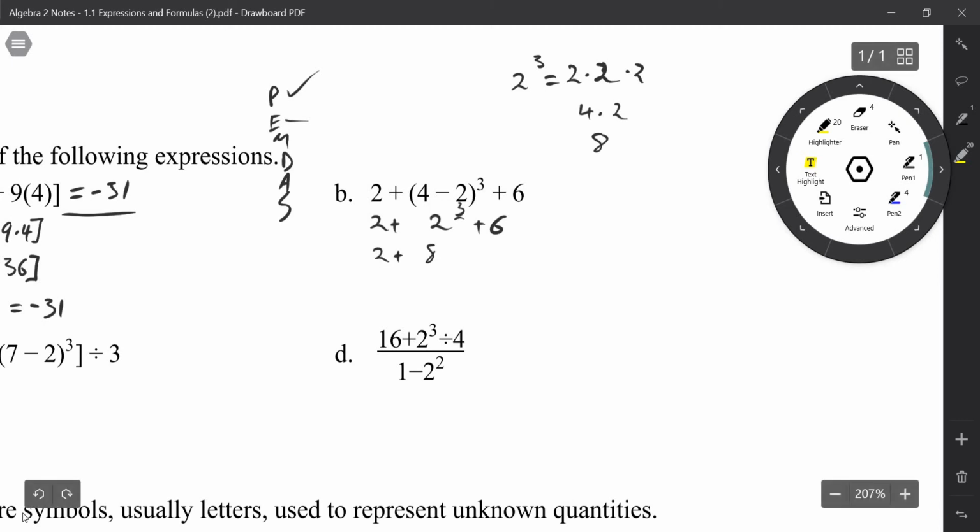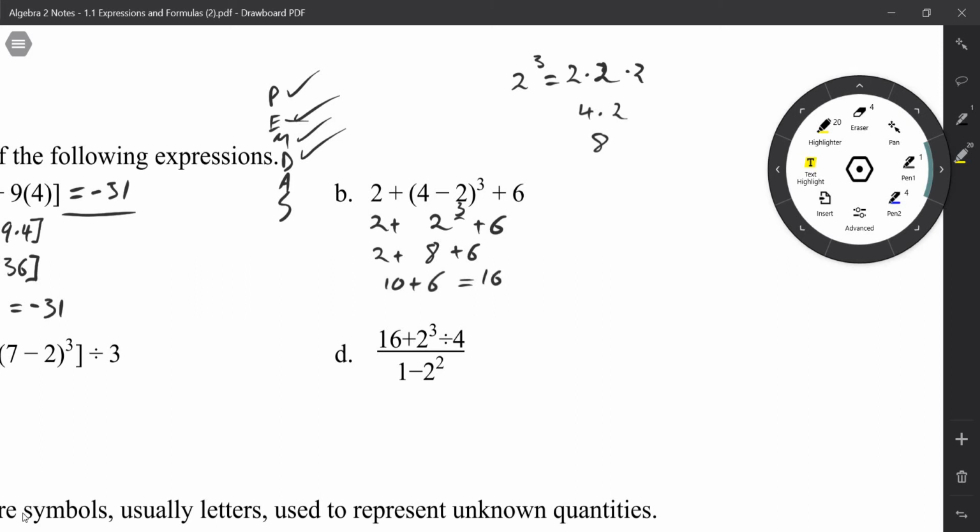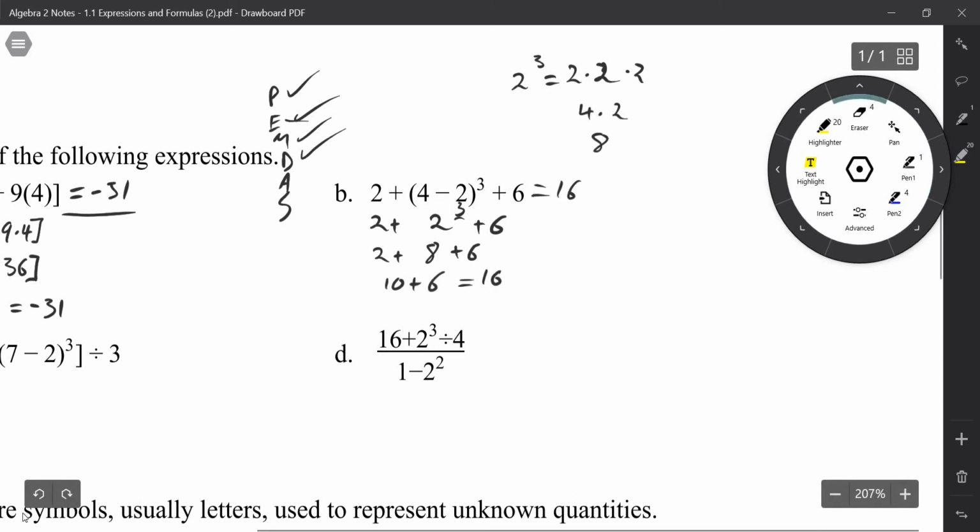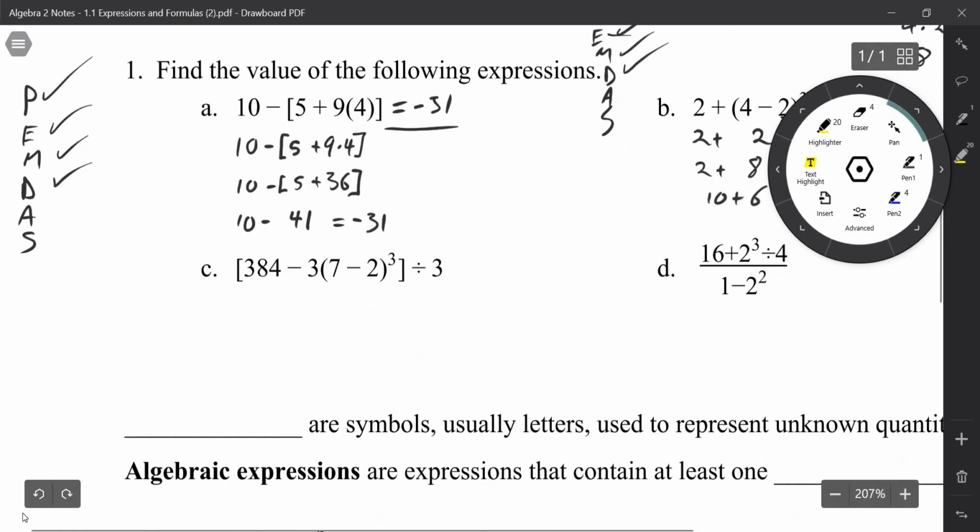2 plus what we now know is 8 plus 6, and then it's just addition because we've done all the exponents. There's no multiplication or division, and now we're on addition. 2 plus 8 is 10 plus 6. 10 plus 6 is 16. Great. And again, this is what we're looking for. We're not looking for just an equals 16. We're looking for all of this work. 2 more of these order of operations, and we will be set.